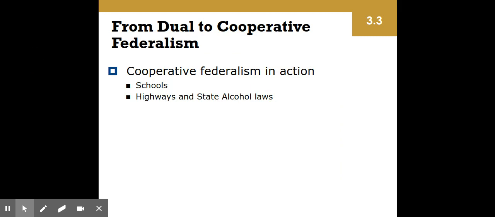Cooperative federalism, of course, also exists in areas like schools. The Department of Education gives us money for busing, gives us money for special education, gives us money for food. And that money gets given to the states, and the states parse it out to the local government.